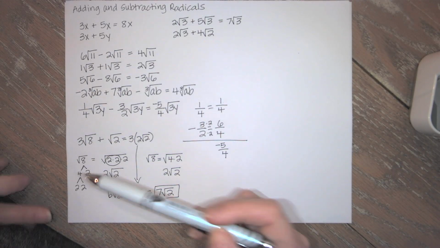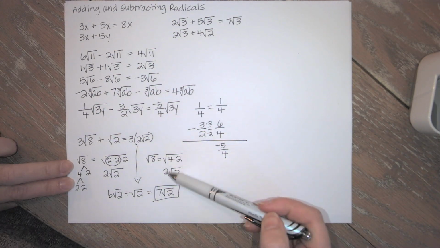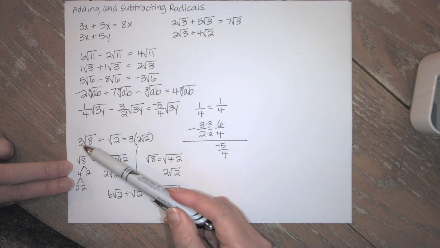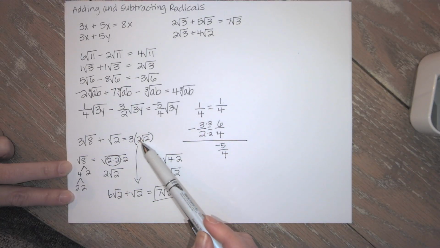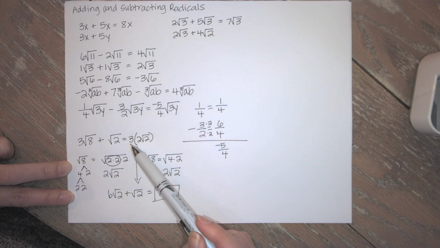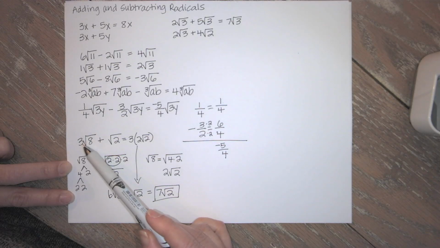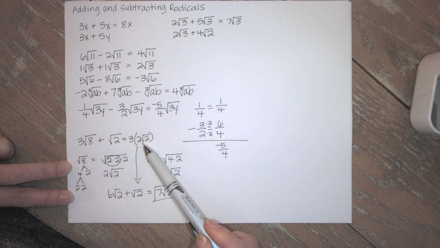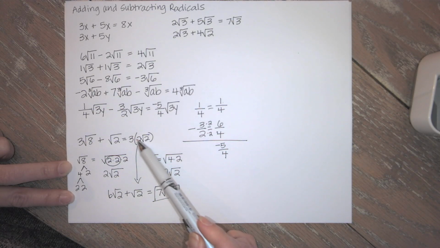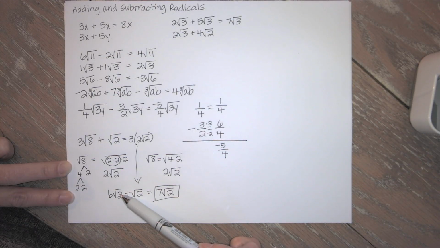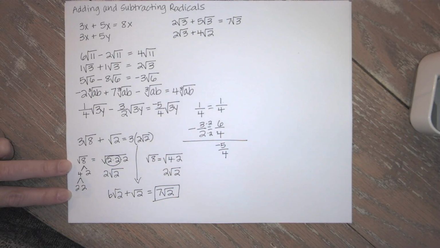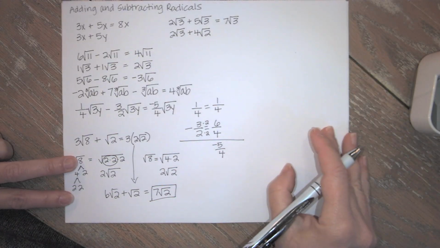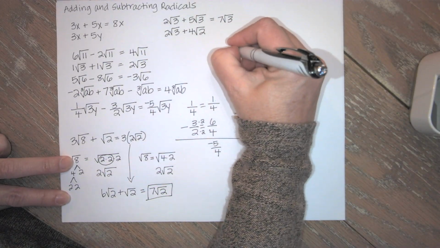So this is just me reviewing how to simplify a radical. You want to simplify the square root of 8. Whatever comes to the outside has to be multiplied by the number that was already outside the square root of 8. So this 2 that came out gets multiplied by the 3. That gives us 6 square roots of 2 plus the other square root of 2 that we had, for a total of 7 square roots of 2. All right, let's try another one like that.